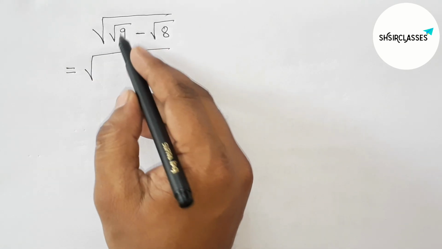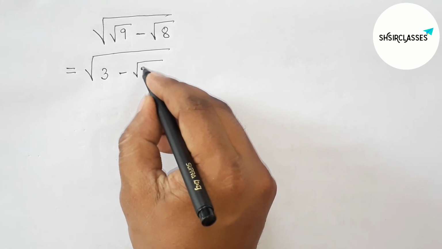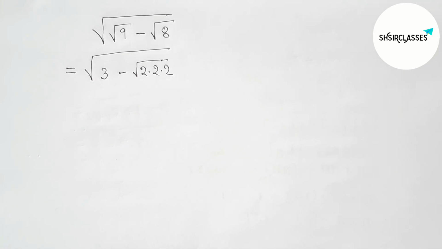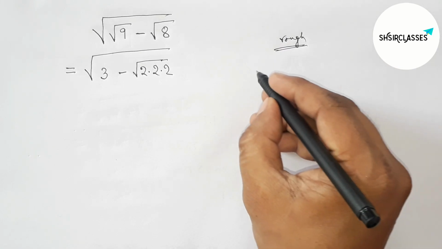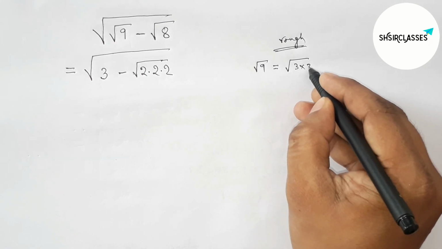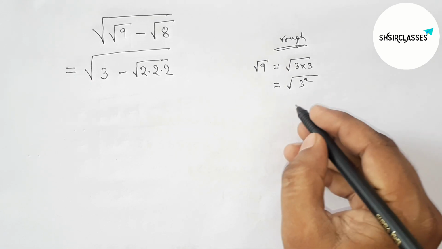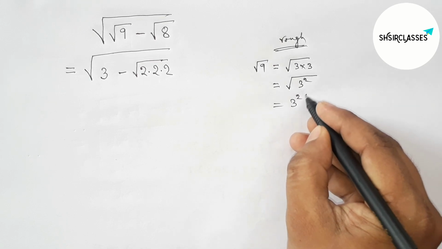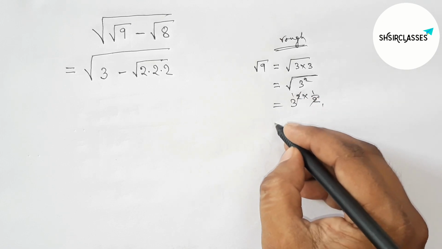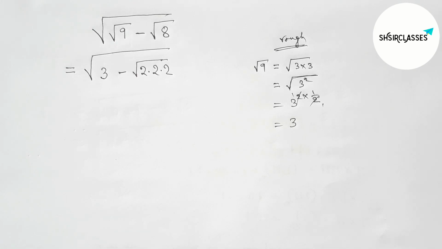So first, for root 9 we can write 3 only, and here expressing root 8 as root over the product of 3, 2. Next, roughly discussing some important calculation. Root 9 equals root over 3 into 3. Also, we can write root over 3 square. Now, for root we can write to the power 1 by 2. Now simplifying this, this is 3, so root 9 equals 3.